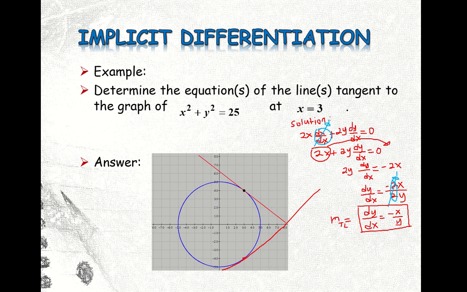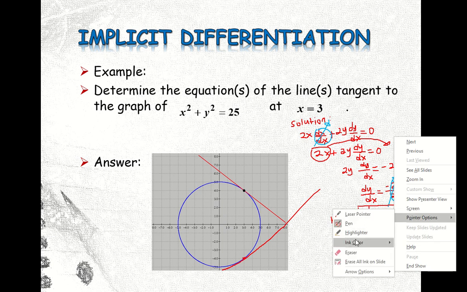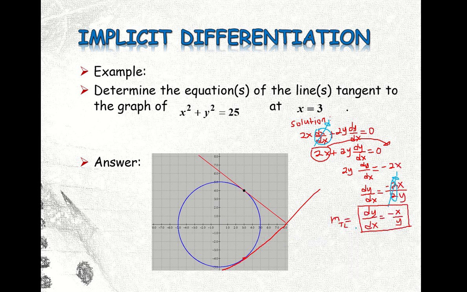Negative x over y, so it means that we need to choose which of this tangent line or this tangent line. Since the slope is negative, you can still remember from our previous lecture that if the slope is negative, it means that the tangent line is sloping downward to the right.